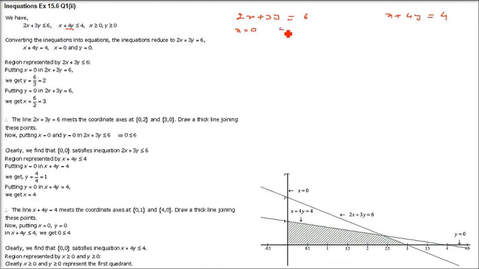Put x equal to 0 here. Y will be equal to what? 6 by 3, that is 2. Y equal to 0, x will be what? 6 by 2, that is 3. So we have 2 points. Similarly here, x equal to 0, y will be 1. Y equal to 0, x will be 4.